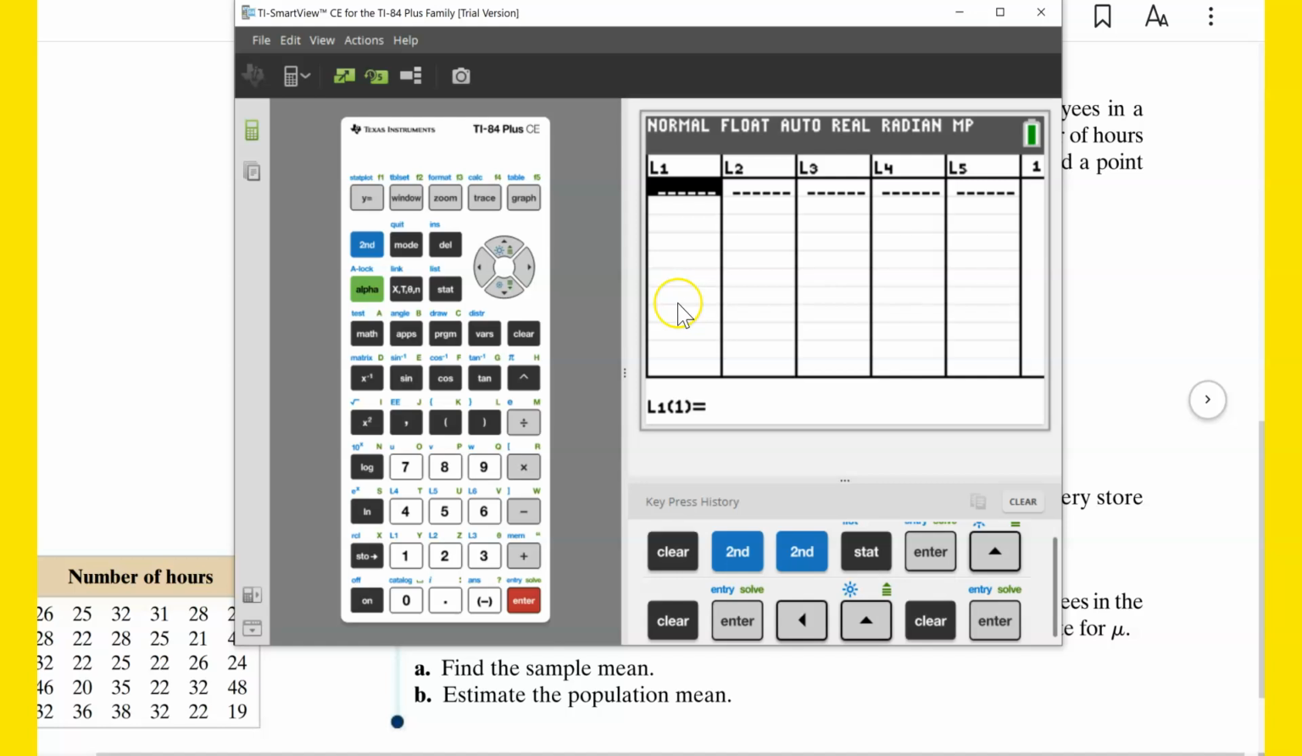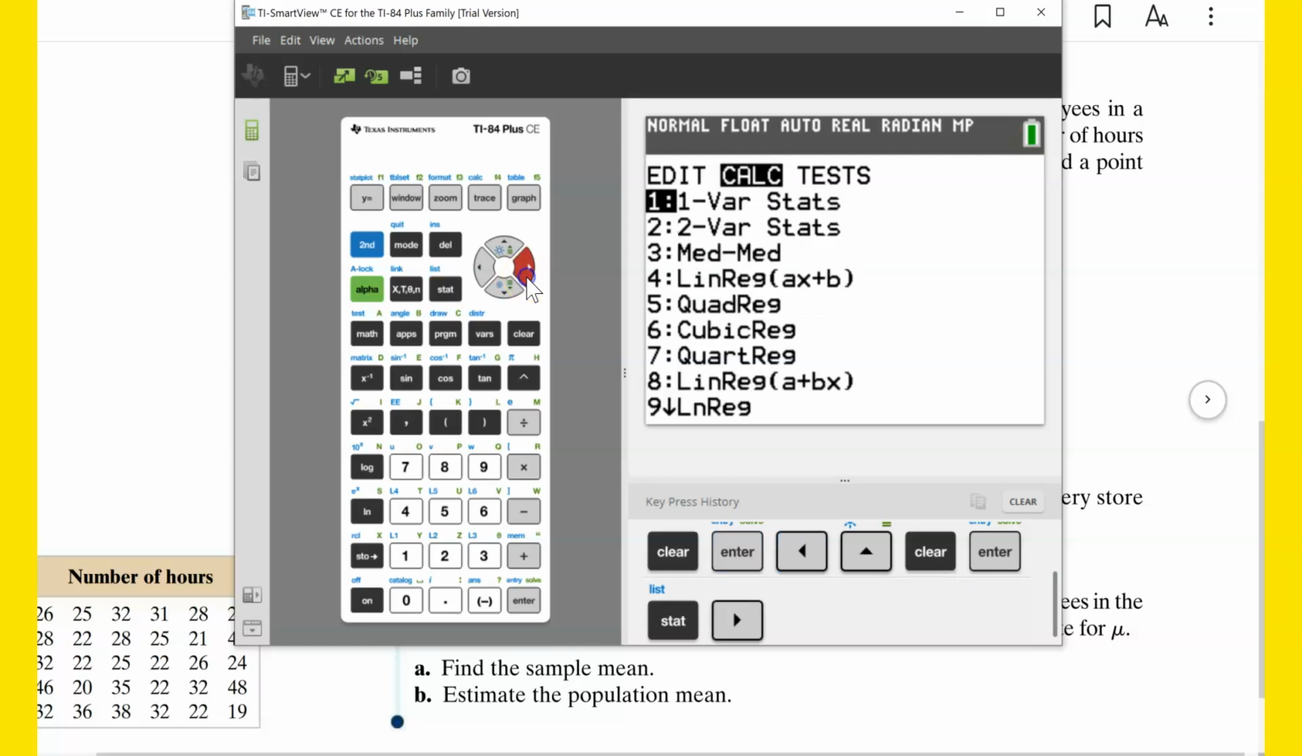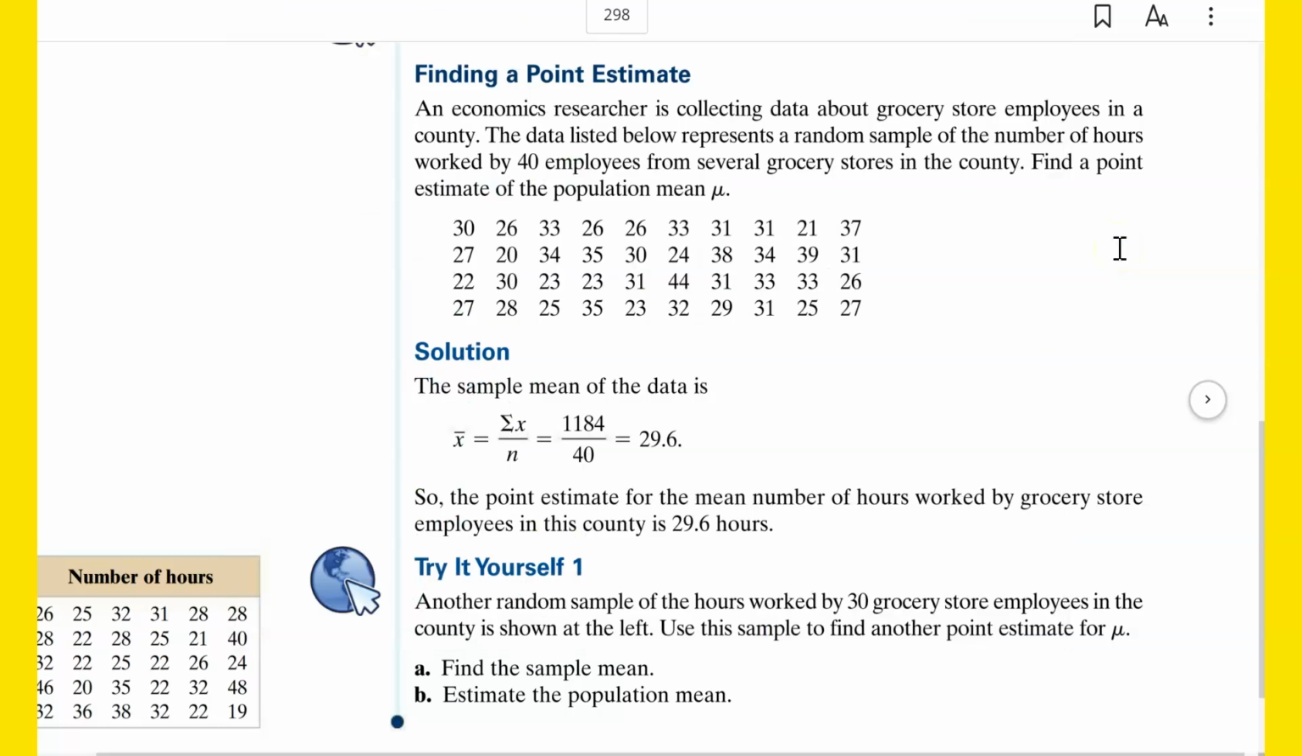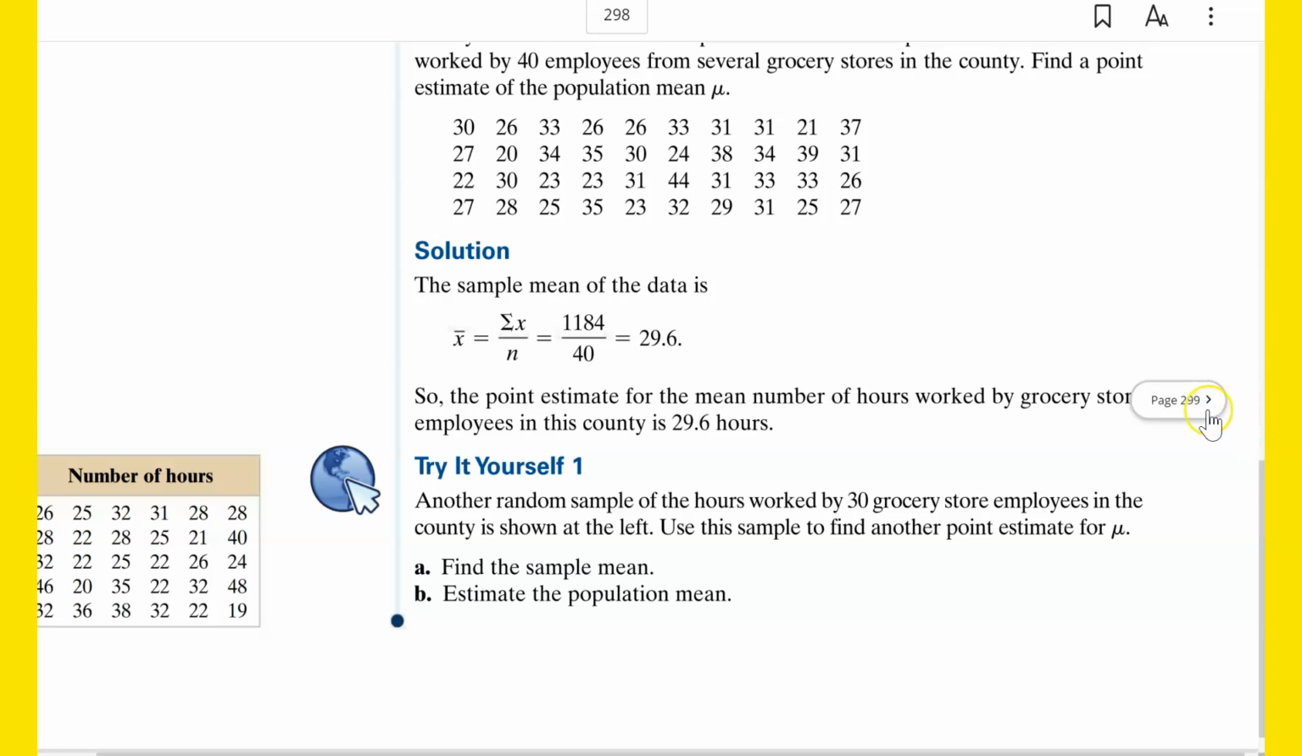I would have the entire list of numbers in L1, and once I did that, I would go to stat. I would go to calculate, and option 1 is one variable stats. That tells you the mean, the standard deviation, the lower quartile, upper quartile, median, all that good stuff. Range, I think it tells you that too. Can't remember. All right, so that would be how I would do that problem if I were you.